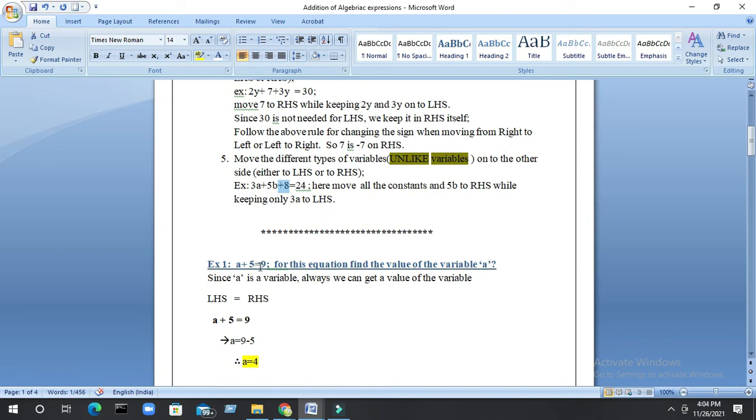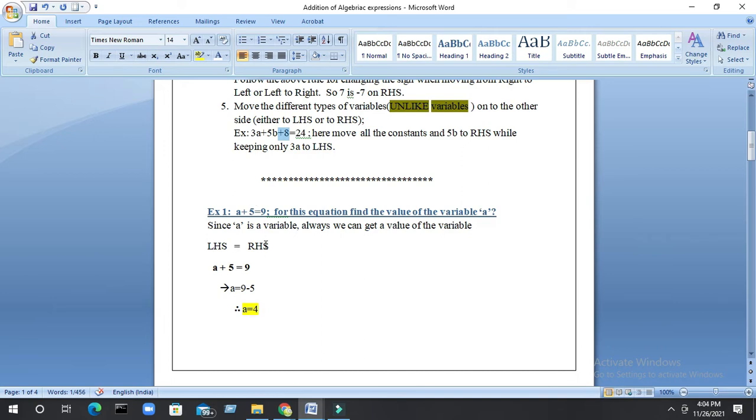A plus 5 is equal to 9, which is a very simple equation equating the left hand side and the right hand side. So, now let us find out the value of a. Here, LHS is equal to RHS. This need not be in your notes, or you don't need to write it as a practice, but in order to understand the concept and utilize this memory technique for movement of the signs, I have used LHS and RHS and written them here. So, a plus 5 is equal to 9.